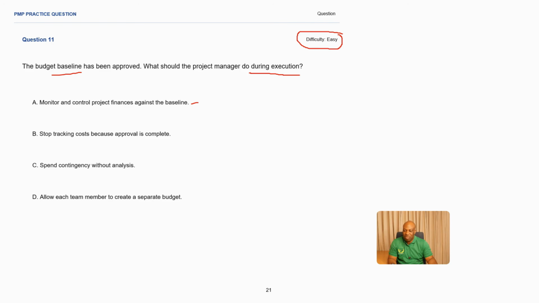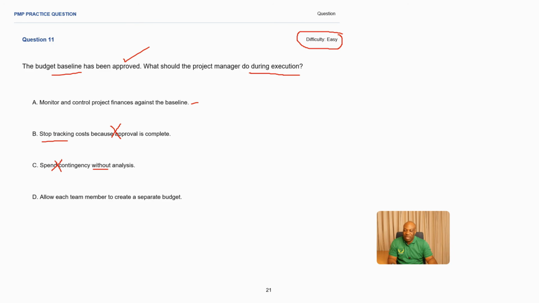The baseline has been approved here. Stop tracking cost because approval is complete. You don't stop tracking cost, especially during execution, so we eliminate this answer. Spend contingents without analysis. You cannot spend things without analyzing, especially the impact and the side effect. So we can eliminate this answer straight away.